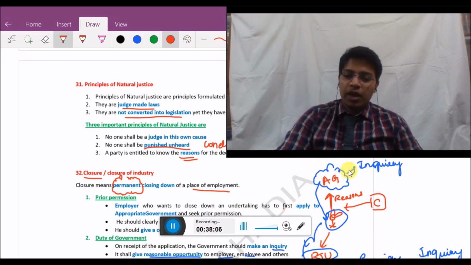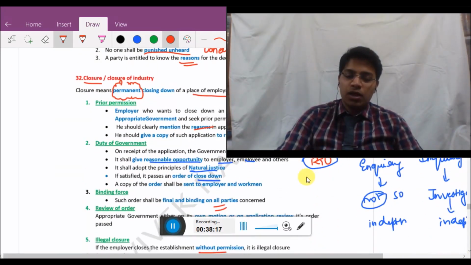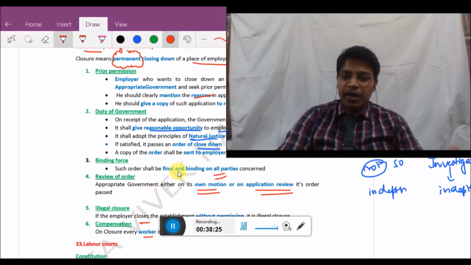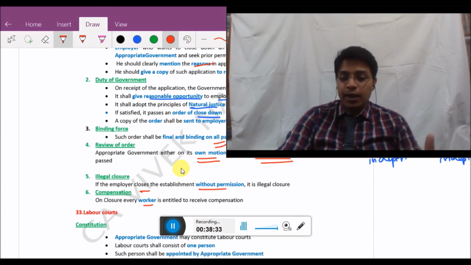After receipt of the application copy, the appropriate government will make an inquiry, and after that, if satisfied, it gives an order of closure to the employer and the registered trade union. The binding force: it is conclusive, final and binding on all the parties. Review of order can be done by the appropriate government either on its own motion or by an application made by anybody. Illegal closure: without taking prior permission, the employer closes down the business. Compensation: every worker is entitled to compensation.